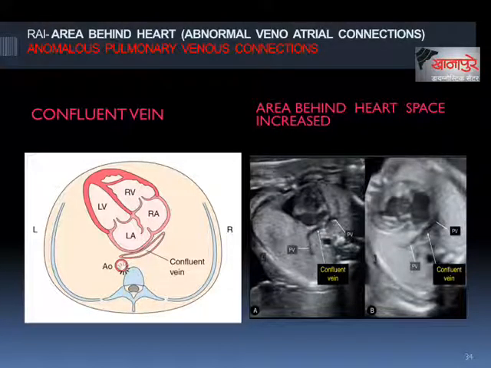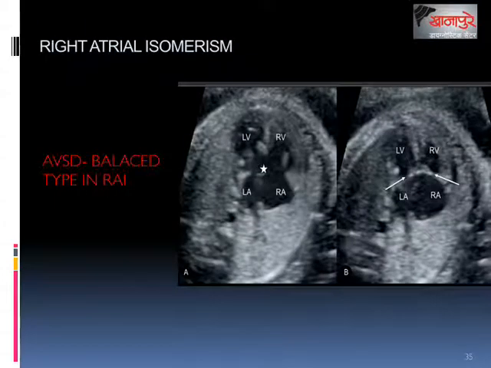Confluent non-draining vein into the left atrium is noted behind the left atrium with increased retrocardiac space, suggestive of anomalous pulmonary venous drainage. Balanced type of AVSD is noted in right atrial isomerism.